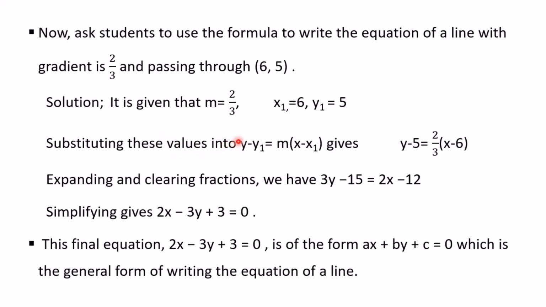So we'll just do substitution into the formula, and that will give us y minus y1, which is 5, equals m, which is 2 over 3, times x minus x1, which is 6. When we clear the fractions, we have this expression. We group everything at one side and simplify it to be equal to 0. So this is the final equation of our line, in the form ax plus by plus c equal to 0, and that's the general form for writing the equation of a line.